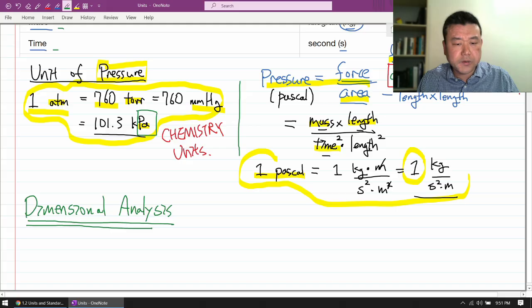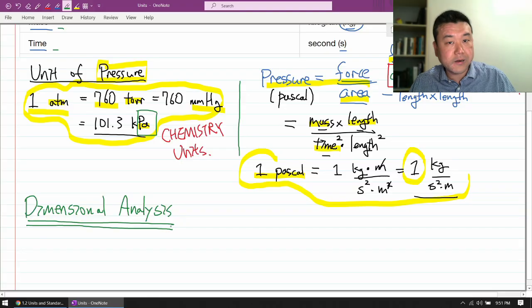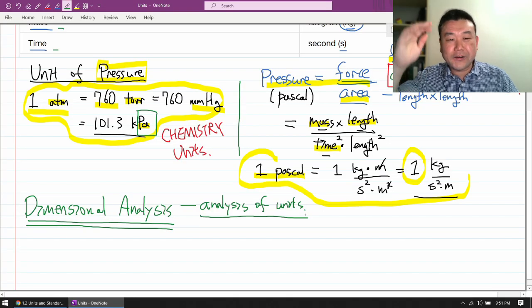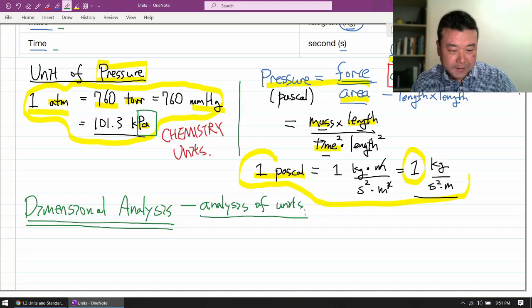I guess at this point, I will just say this much. It's a way of validating your mathematical expressions by taking a careful look at the units that your physical quantities are expressed in. So you might call it analysis of units. It's a very powerful tool whose importance you will recognize more as you go into higher levels of engineering and physics. So I'll leave that there.